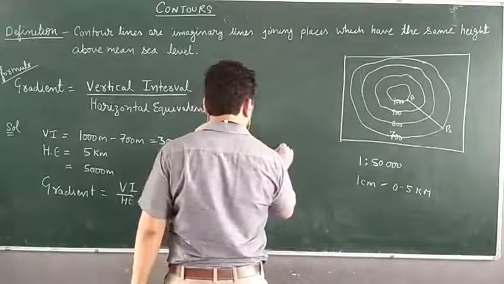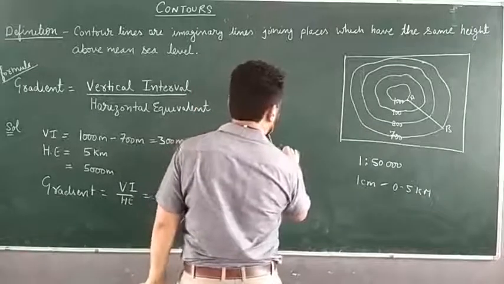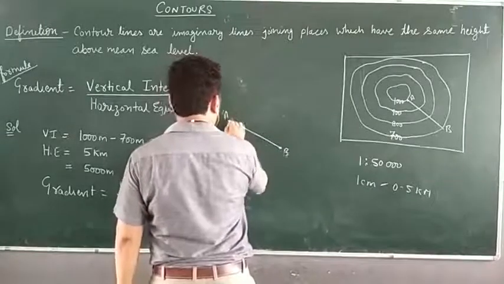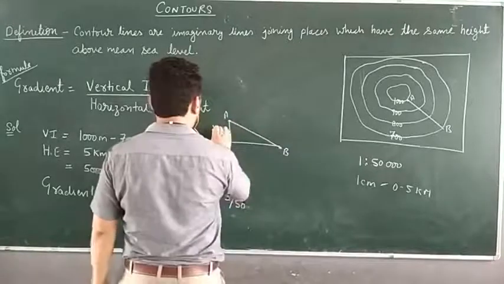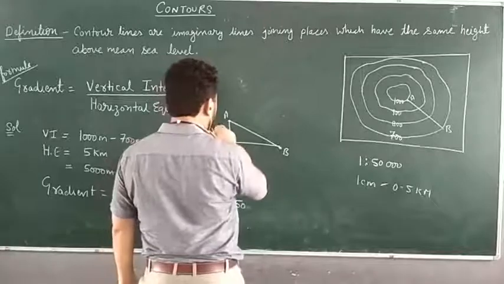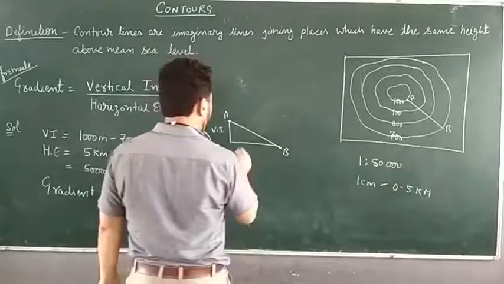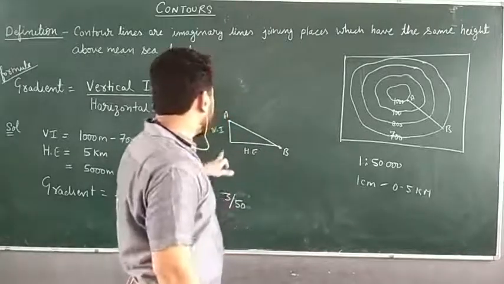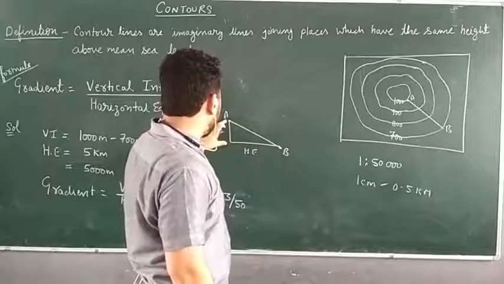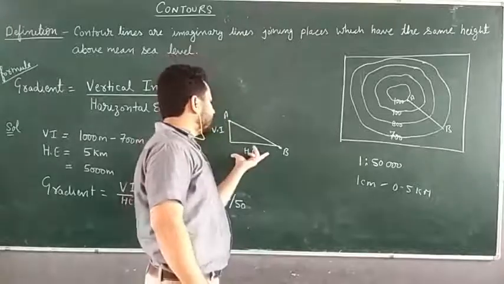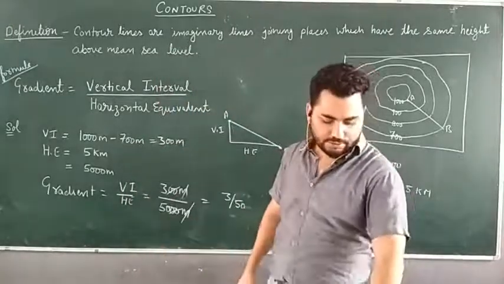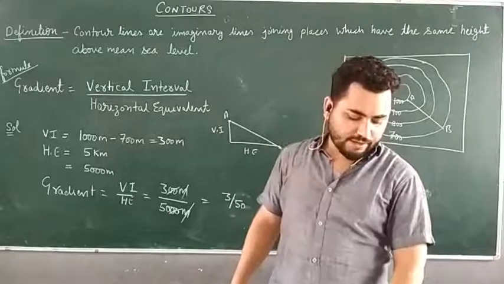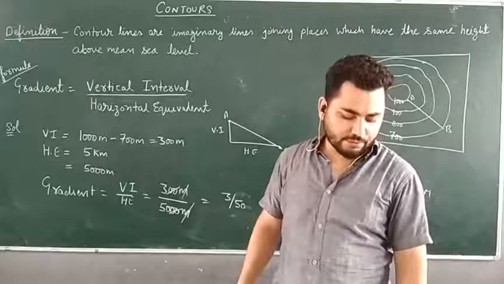It will be like this. Suppose you are traveling from point B to point A, this will be the VI, the vertical interval. The distance along the ground between the two points will be the horizontal equivalent. This will be the gradient. To reach this much height, you have to travel this much actual distance. HE, the horizontal equivalent, is the actual distance between two points on two contour lines. Vertical interval is the vertical distance between any two contour lines.